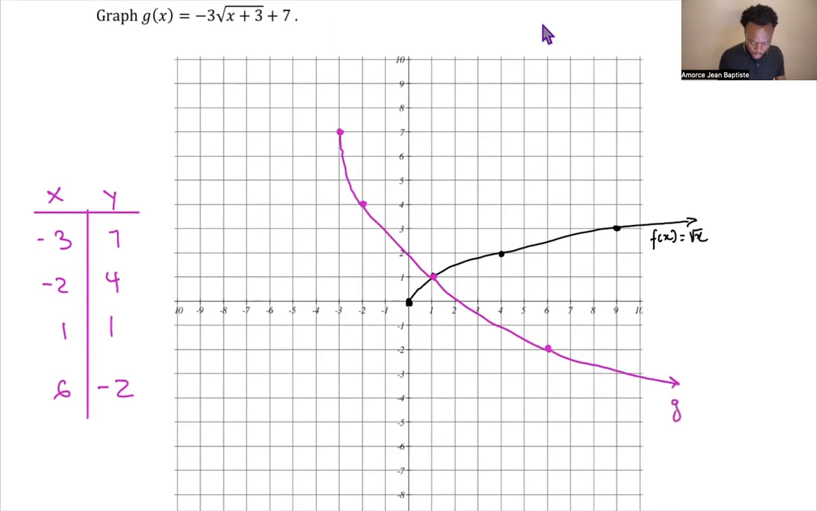That is g of x equals -3 square root of x plus 3 plus 7. Okay.